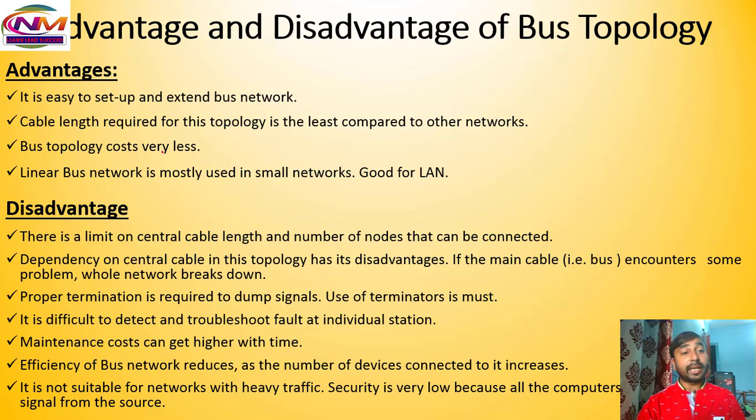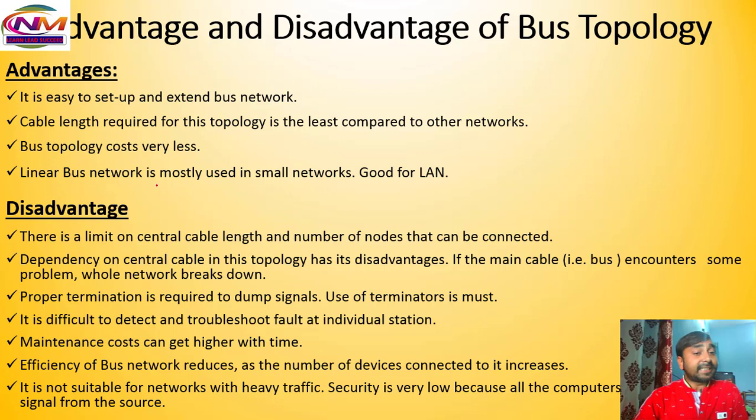It's also cost effective. The fourth one: linear bus network is mostly used in small networks and is good for LAN, local area network. Linear bus network is mostly used in small networks and it is good for our local area network because all those computers are arranged in a particular line. So it is very easy to establish a network, and that's why we can easily use it for a local area network.